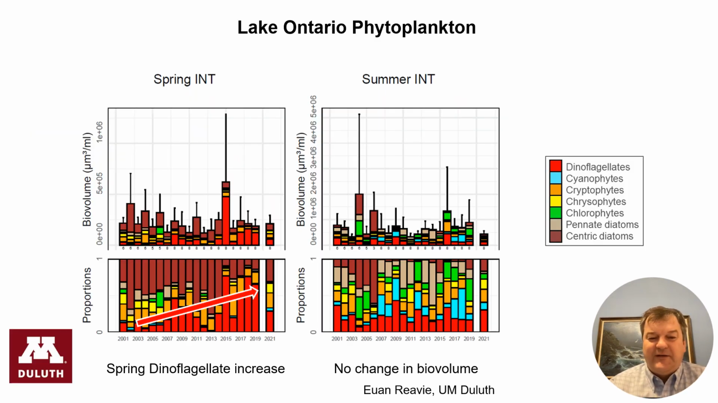When we turn to phytoplankton, Ewan Reavie has looked at phytoplankton samples over the last couple decades. Generally, the biovolume, both in spring and summer, has not noticeably declined. We have seen community changes in the spring, with particularly dinoflagellates increasing in relation to centric diatoms. In the summer, we do see some increase in cyanophytes, which may be of concern, but generally no change in biovolume.